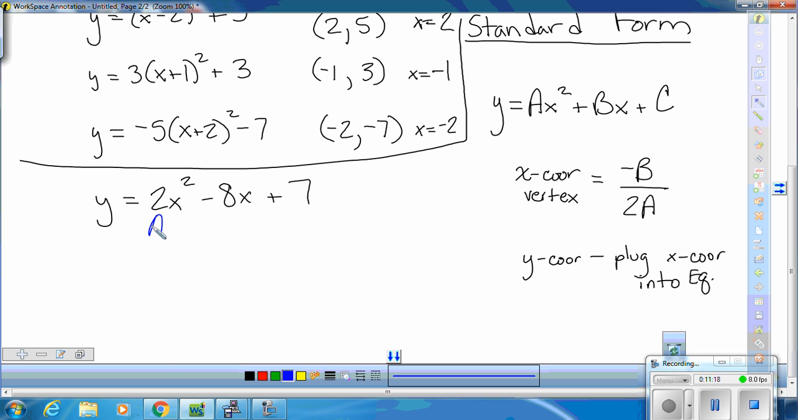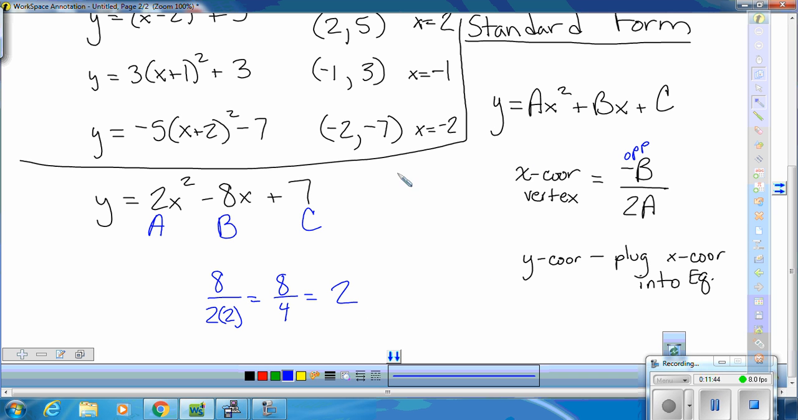A is always the number in front of x squared, b is always the number in front of the x, the not squared one, and c is always the constant. So opposite of b, so I have to take the opposite of negative 8, which would be positive 8, divided by 2 times a, which is 2. So I'm going to end up with 8 divided by 4, which is 2.